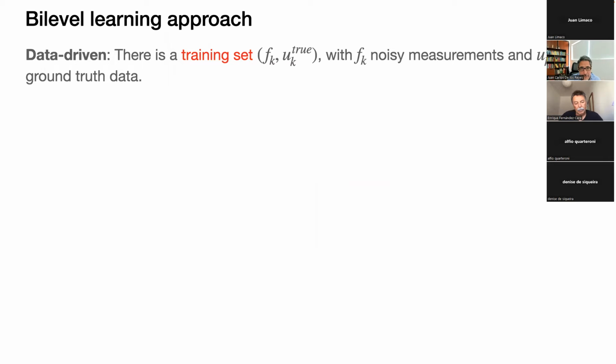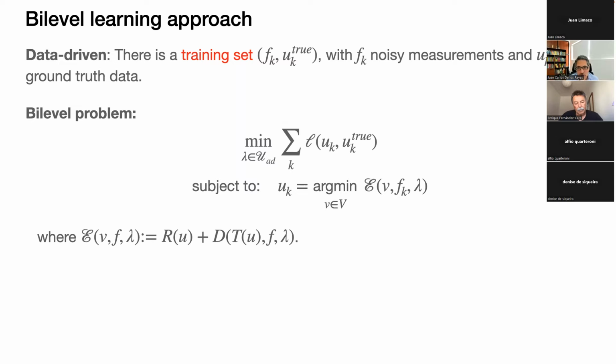We consider what we call a bi-level learning approach, and it presupposes a combination of a data-driven and a model-based approach. It considers the existence of a training set of ground truth solutions and corrupted data solutions that we can compare or learn from. And the idea of the bi-level learning problem is to consider a minimization problem that matches the reconstructions that you want to obtain with respect to the ground truth solution.